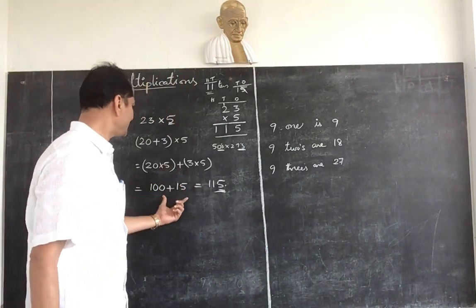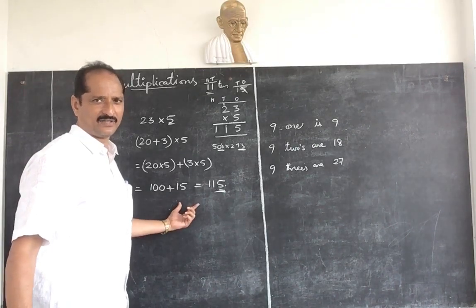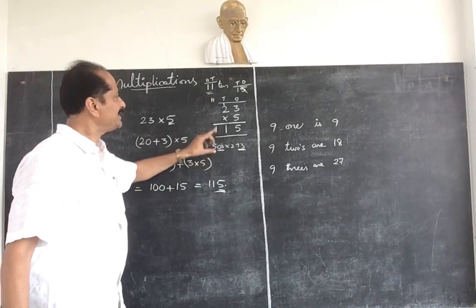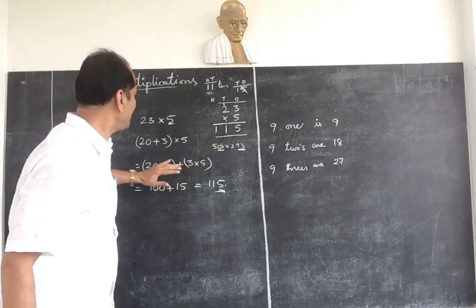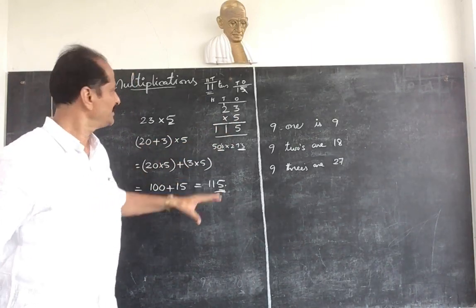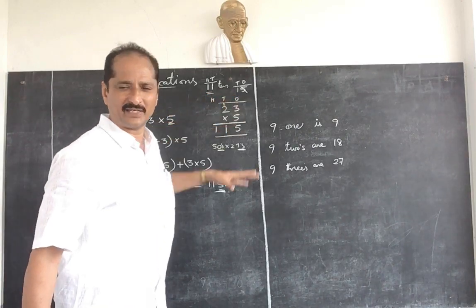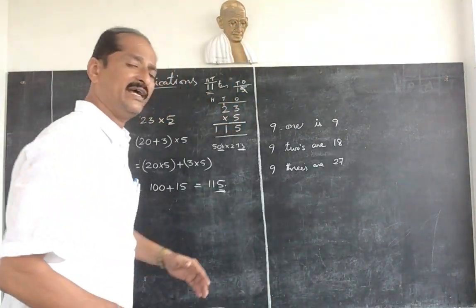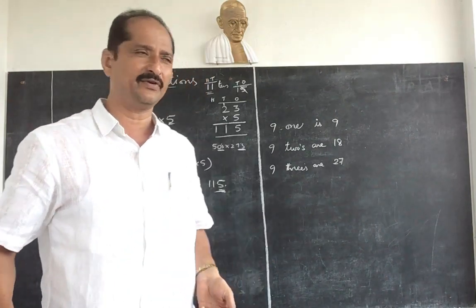The same thing we have done. Okay? So 115. This is the easiest way of doing. But this is writing expanded form and multiplication is somewhat different. So this is the process of multiplication. Now by taking bigger numbers, we can see how to multiply.